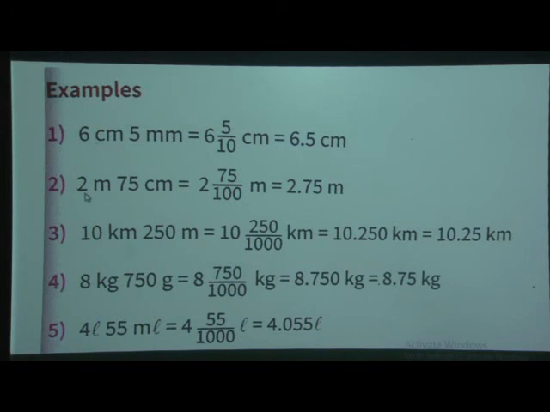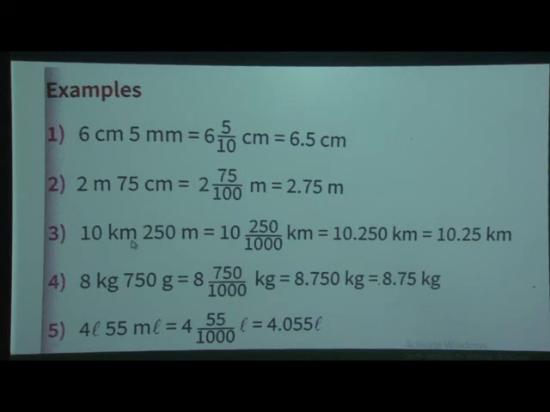Now we will go for the second example. 2 meter 75 centimeter. Now you know 1 meter is equal to how many centimeter? 100. So we are dividing by 100. So we write 2 meter, and the centimeter part is 75 upon 100, which is nothing but division of the centimeter. You can write the fraction 75 upon 100 as 0.75, so we say 2.75 meter. Don't forget to put the units, because they told us to convert into the higher unit.